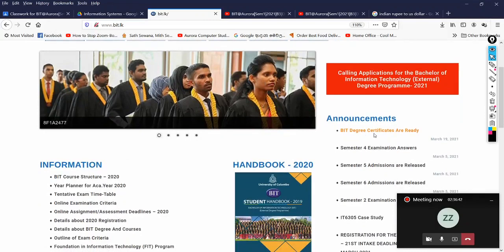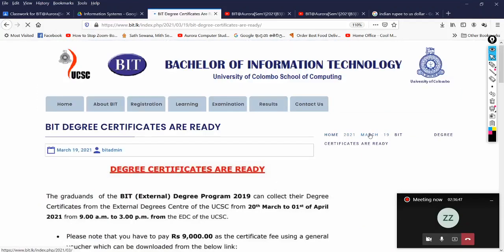You can see, BIT just put up a small notice: the BIT degree certificate is ready. So if you pass your degree, what else are you going to do?